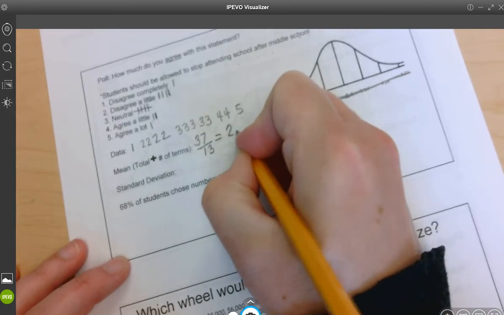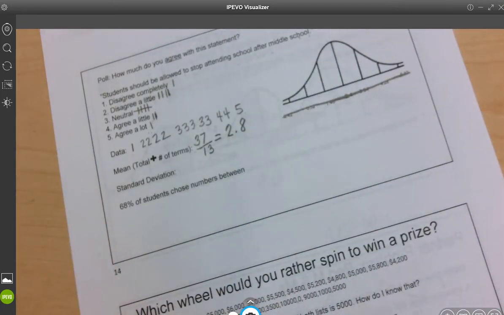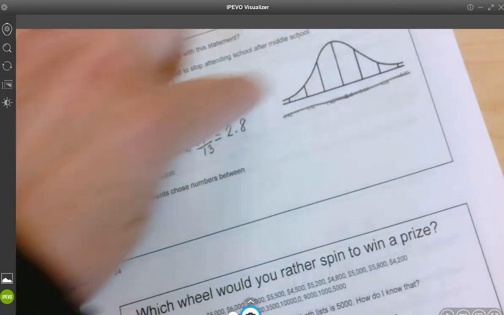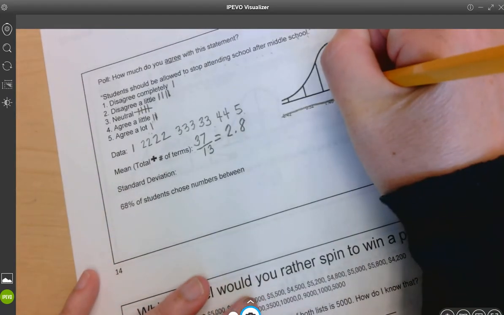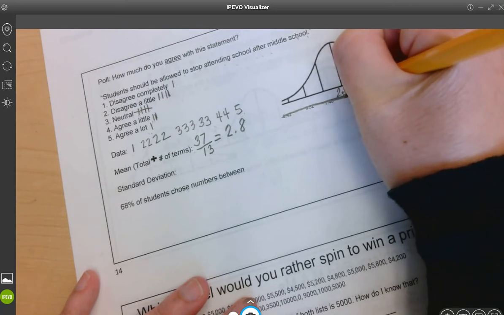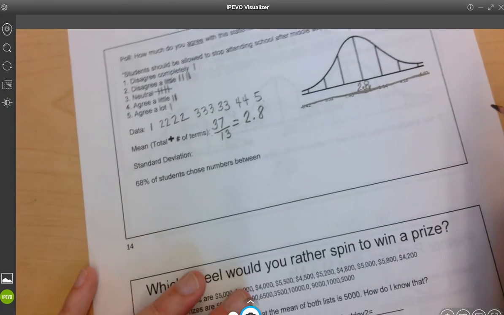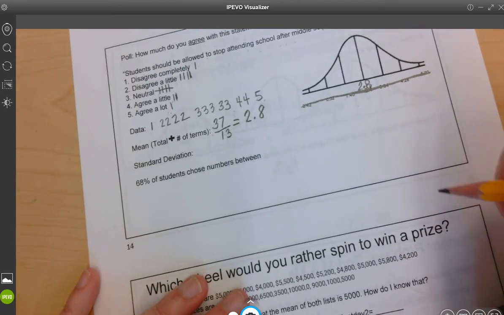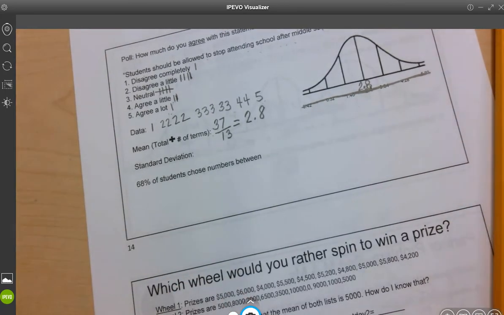Now, does anybody remember where we put the 2.8 on the graph? Good. So we're going to put 2.8 in the middle. Now, if we knew the standard deviation, we would be able to figure out the other numbers. So we're going to find the standard deviation using Desmos. You can do Desmos on your computer or on your phone, but I need you all to try it. Here's how we're going to do it.